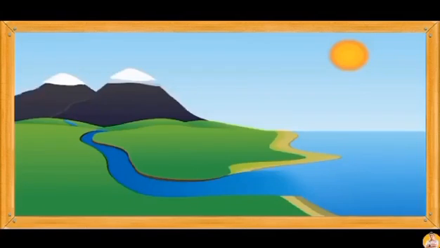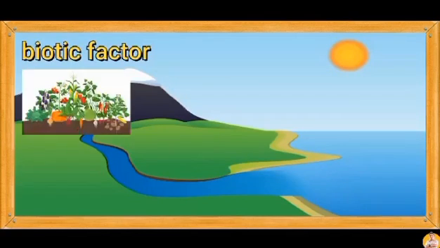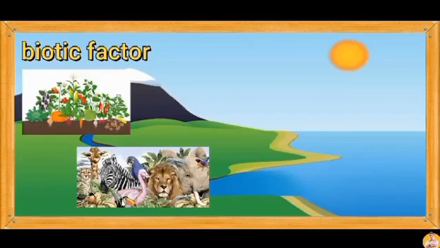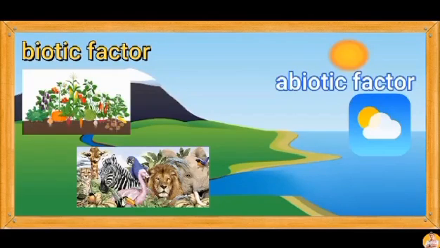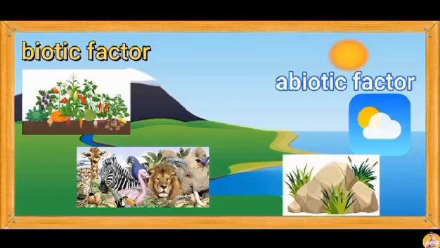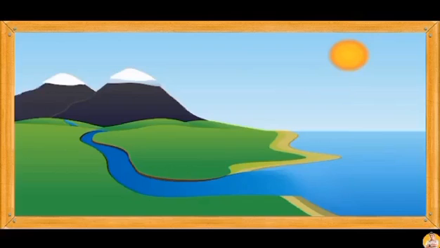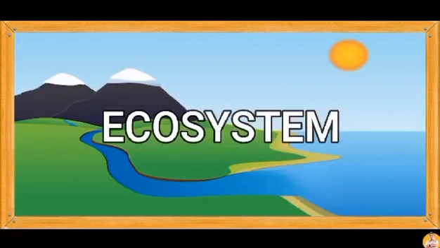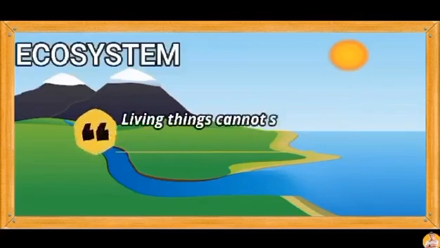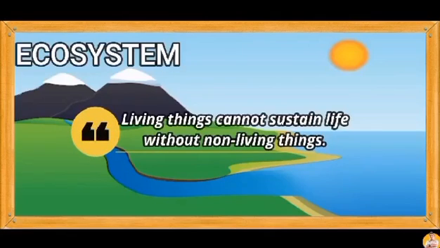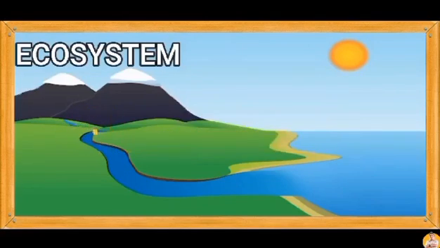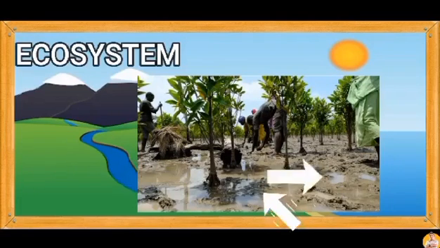Life on Earth is a product of different interactions in a region or geographic area where both biotic factors such as plants, animals, and other organisms, and abiotic factors like weather and landscape work together. This area is called an ecosystem. Living things cannot sustain life without non-living things. For instance, a mangrove tree needs water and muddy soil to survive together with other life forms.